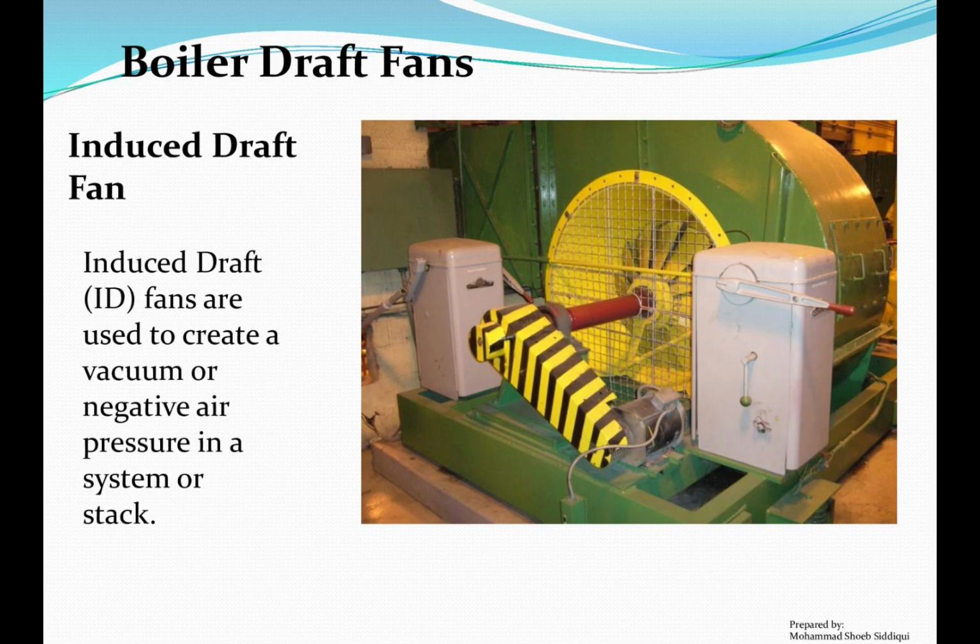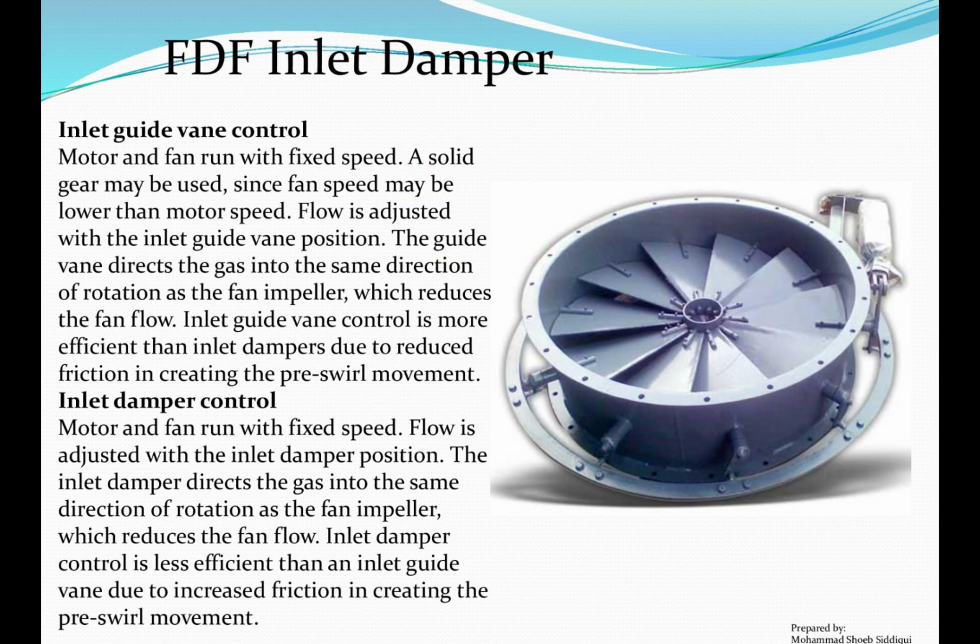Induced draft fan. Induced draft (ID) fans are used to create a vacuum or negative air pressure in a system or stack. Inlet guide vane control: motor and fan run with fixed speed. A solid gear may be used, since fan speed may be lower than motor speed. Flow is adjusted with the inlet guide vane position. The guide vane directs the gas into the same direction of rotation as the fan impeller, which reduces the fan flow. Inlet guide vane control is more efficient than inlet dampers due to reduced friction in creating the pre-swirl movement.